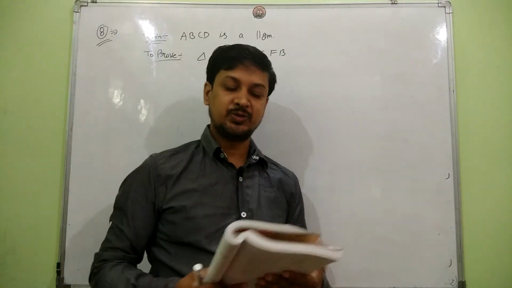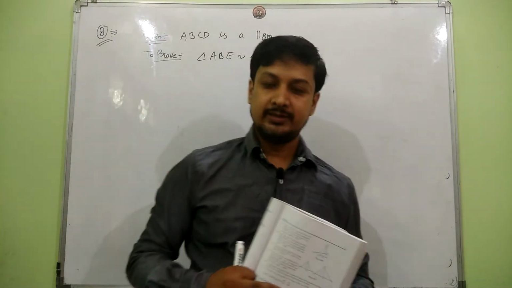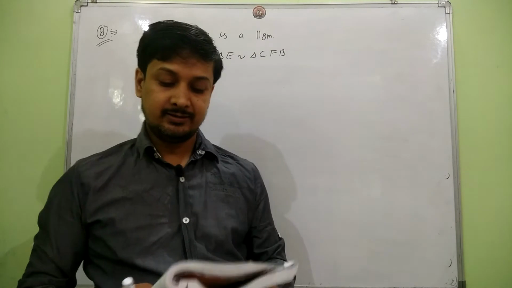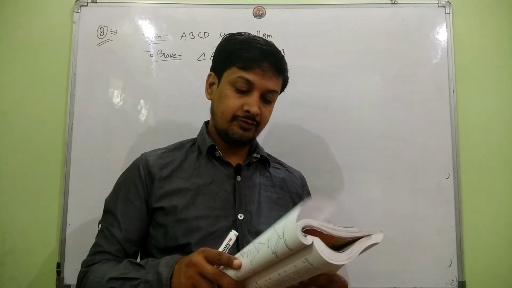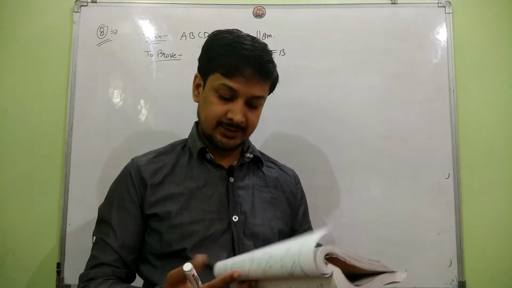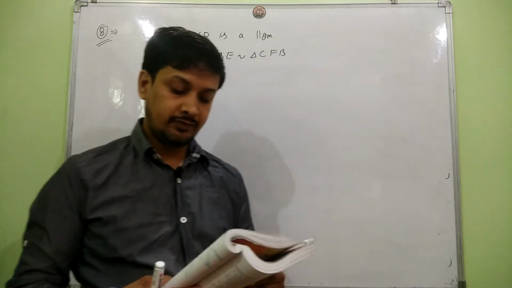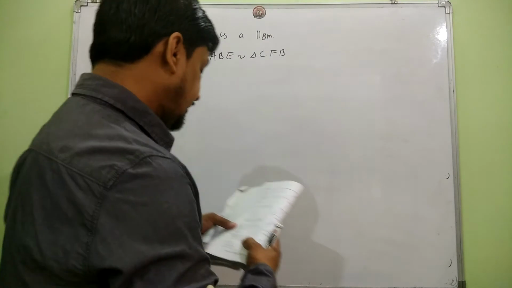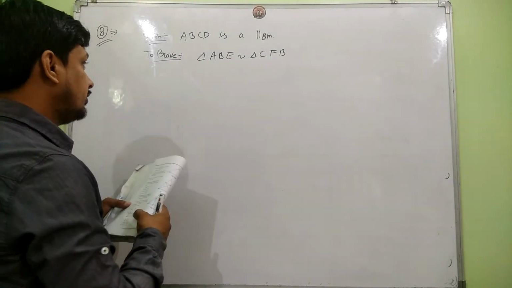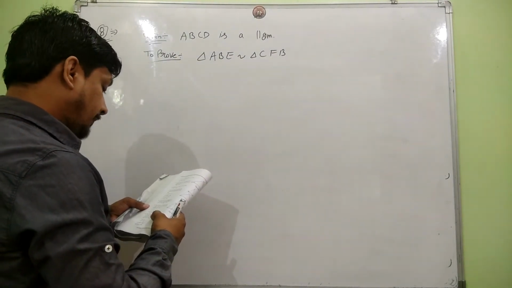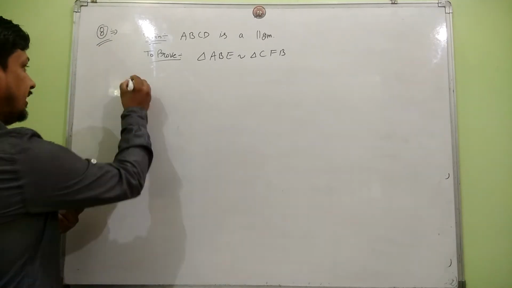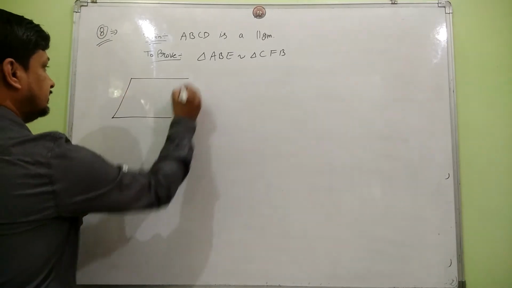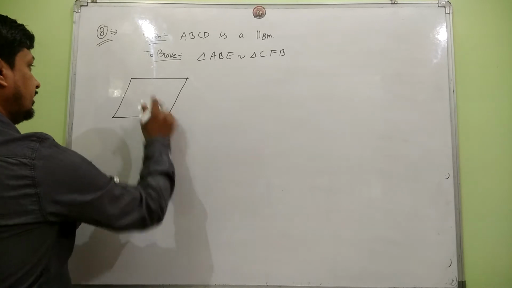Good morning, dear students. We are doing the chapter triangles and we have done 7 questions of exercise 6.3. So today we will start from question number 8. Question number 8 is: E is a point on the side AD produced of parallelogram ABCD. We have a parallelogram ABCD.